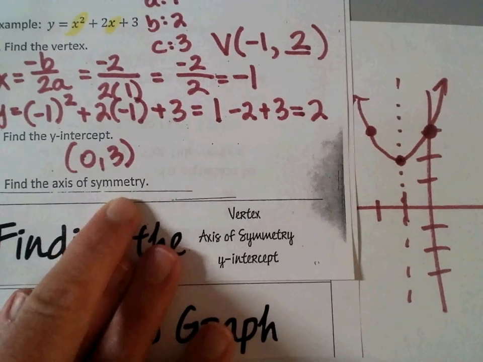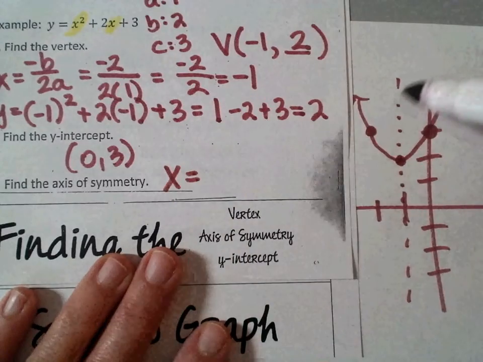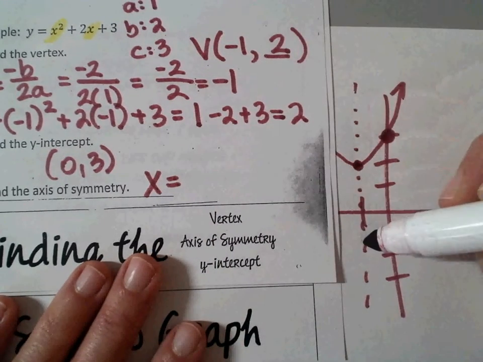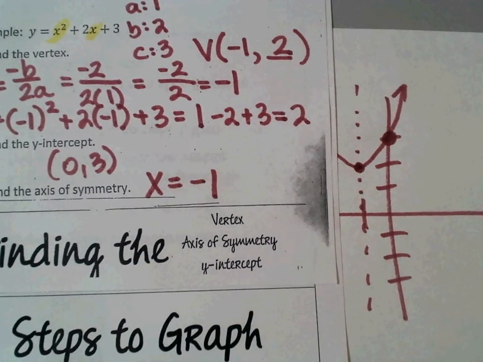But what is the axis of symmetry here? X equals the x of the vertex. Remember, it's this dotted line through the vertex? X equals negative 1. It's the x coordinate of the vertex. All right, good. So anybody got any questions with that?